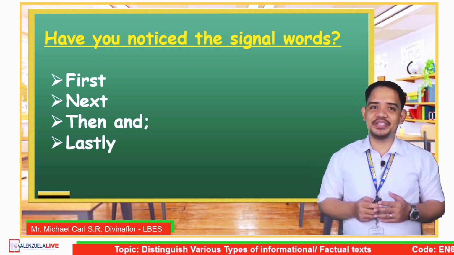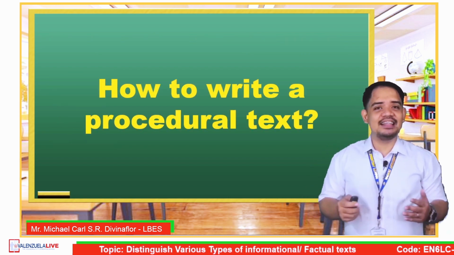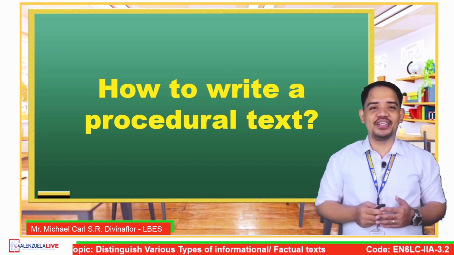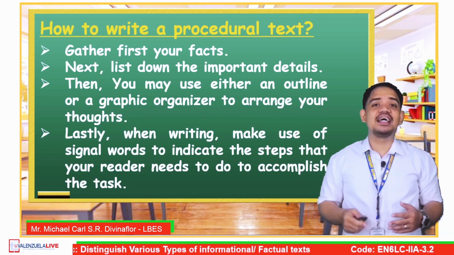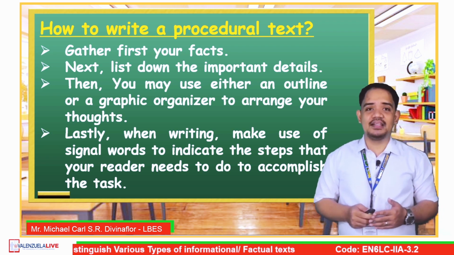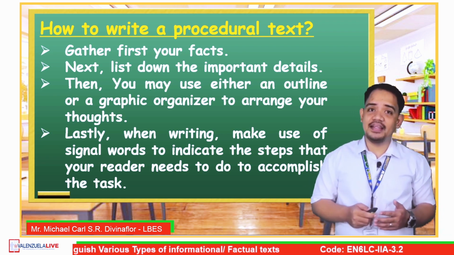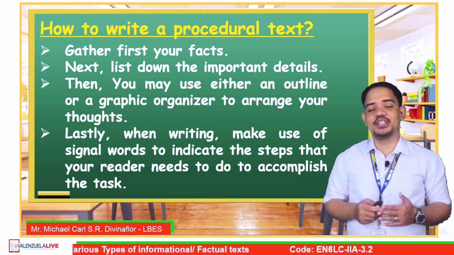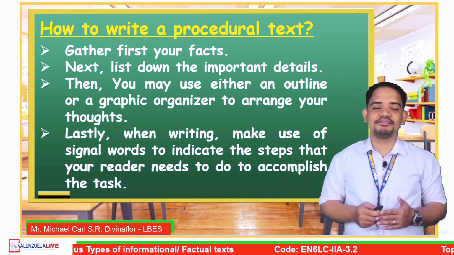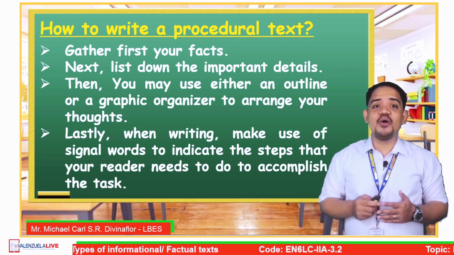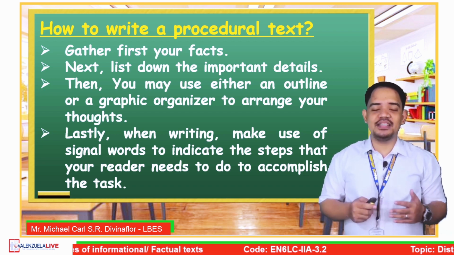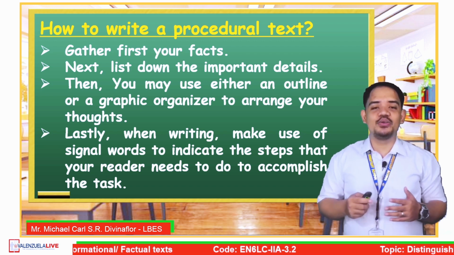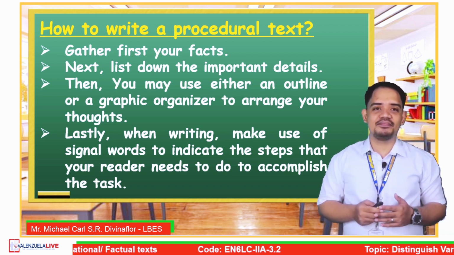If you are going to write a procedural text, like how to cook or how to go somewhere, gather first your facts. Next, list down the important details. Then, you may use either an outline or a graphic organizer to arrange your thoughts. And lastly, when writing, make use of signal words to indicate the steps that your reader needs to do to accomplish the task.